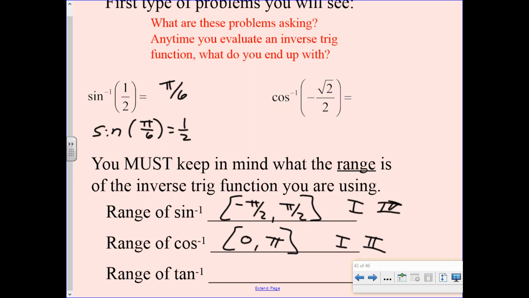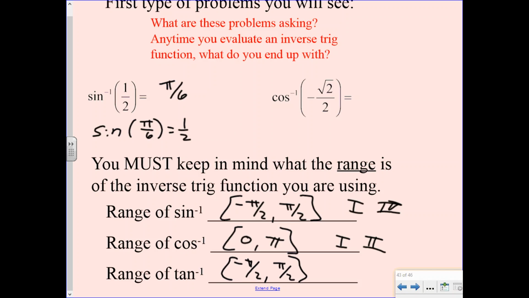And then the range of inverse tangent was just like sine. It was also from negative pi over 2 to pi over 2, and also back in quadrants 1 and 4. Okay? So that's going to be super important as we go through some more of these problems. The nice thing is, if a value is positive, like this first one, the inverse sine of 1/2, I know it's in the first quadrant, so it's just going to be pi over 6. But sometimes it gets a little bit tricky. So let's take a look at the second one real quick.